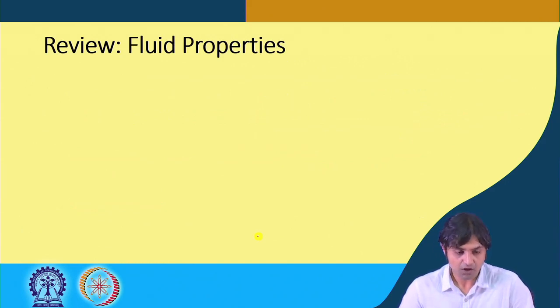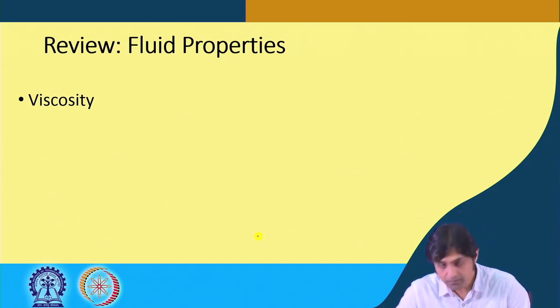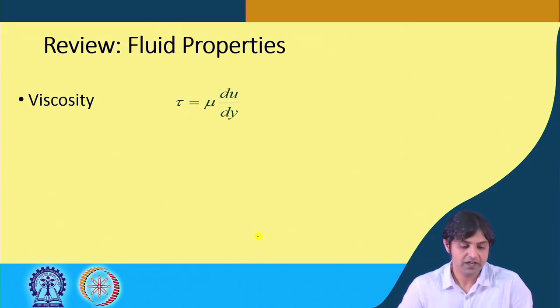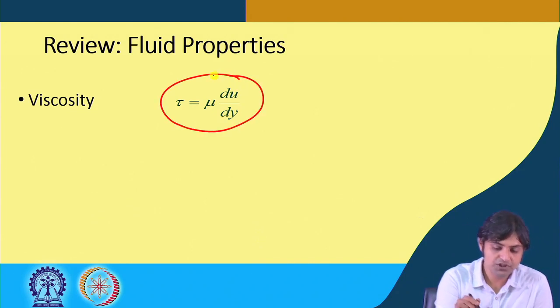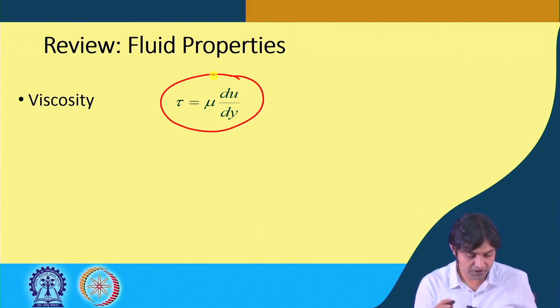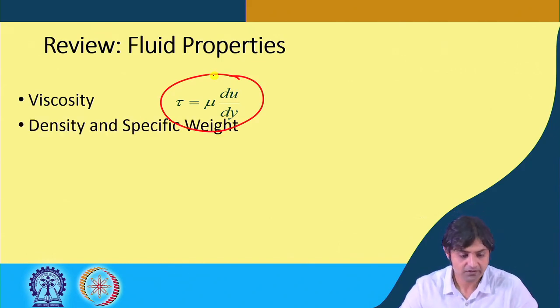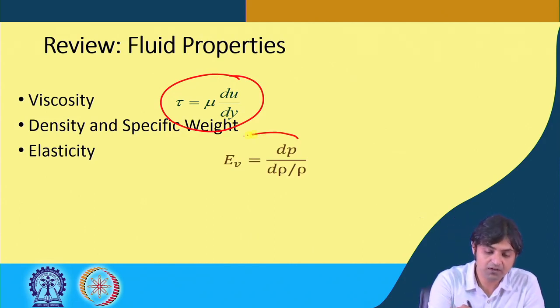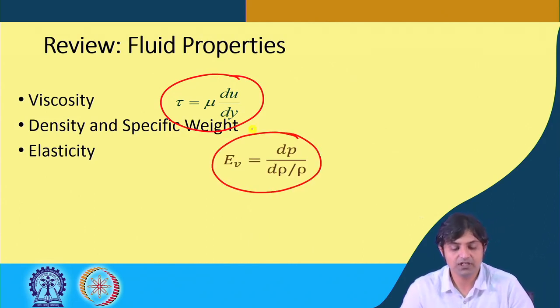So the revision of our fluid properties is complete, and the basics that we have seen. I try to have a review in such cases where we are revising something. We have read about viscosity, that tau is equal to mu du by dy. This is one of the most important equations actually. We have read about density and specific weight. Density is rho, specific weight is gamma, that is rho g. We have read about elasticity, the bulk modulus of elasticity, EV is dP by d rho by rho.